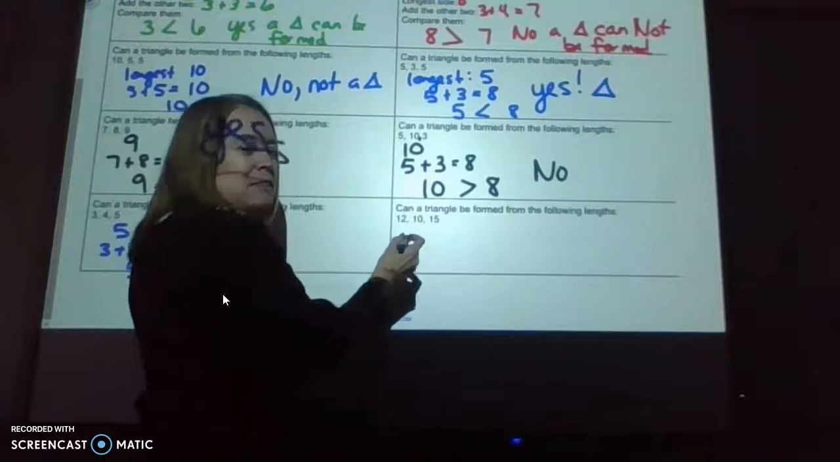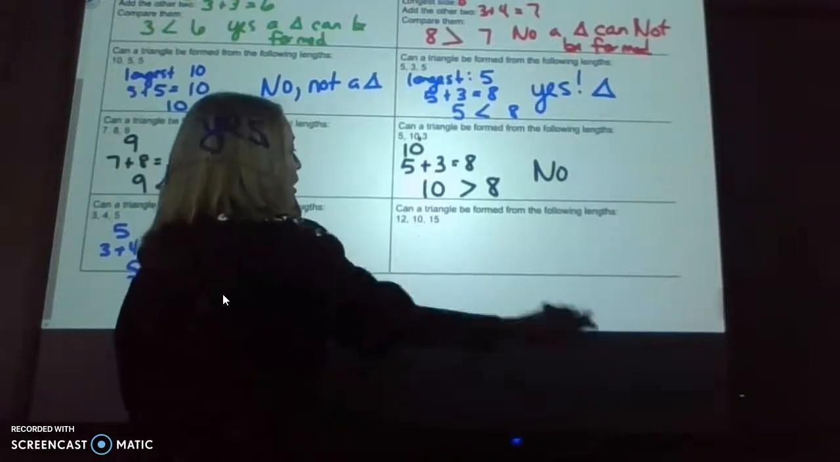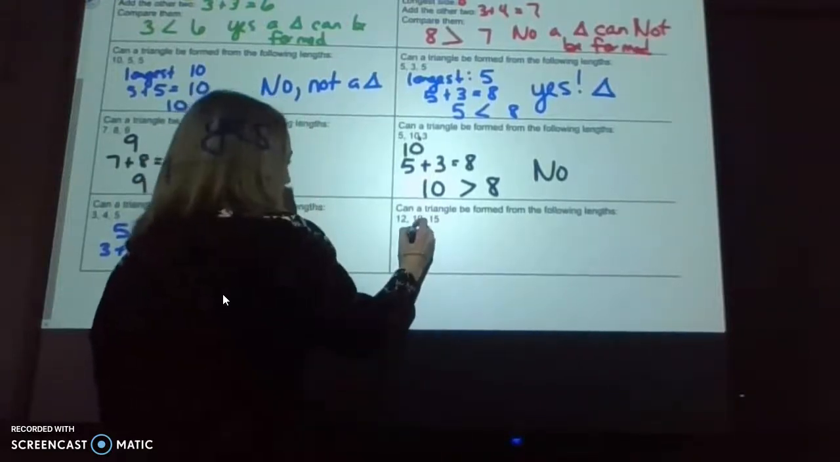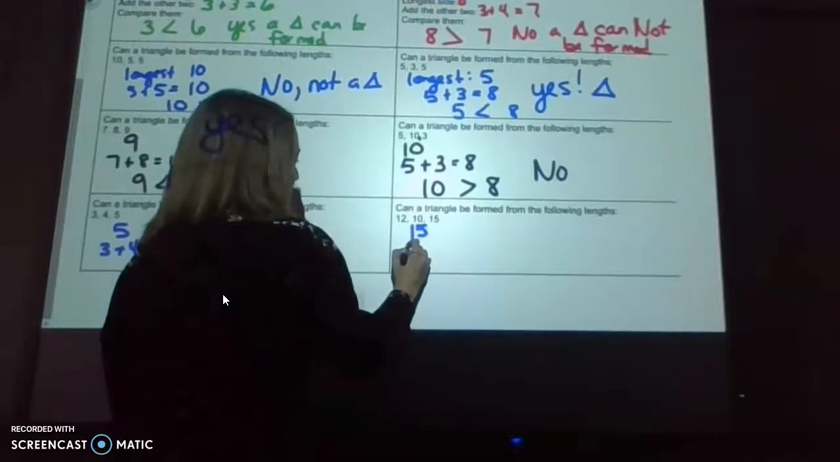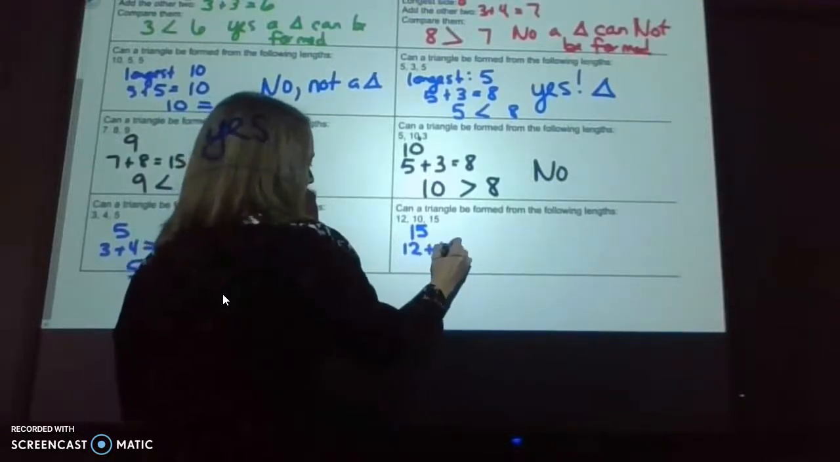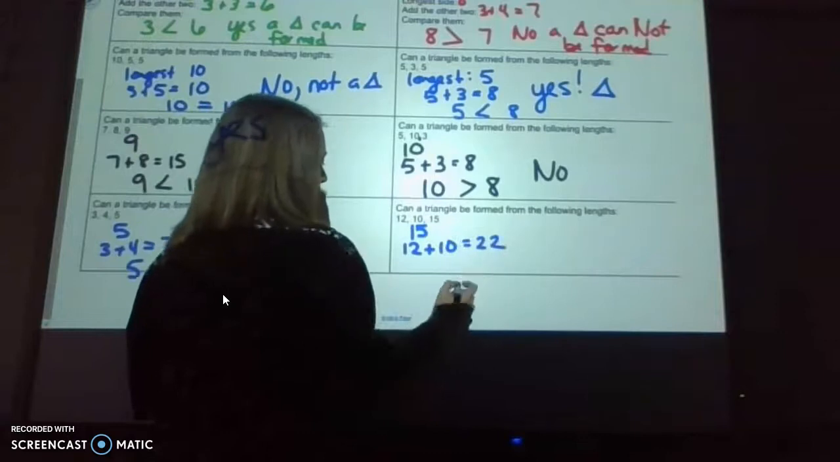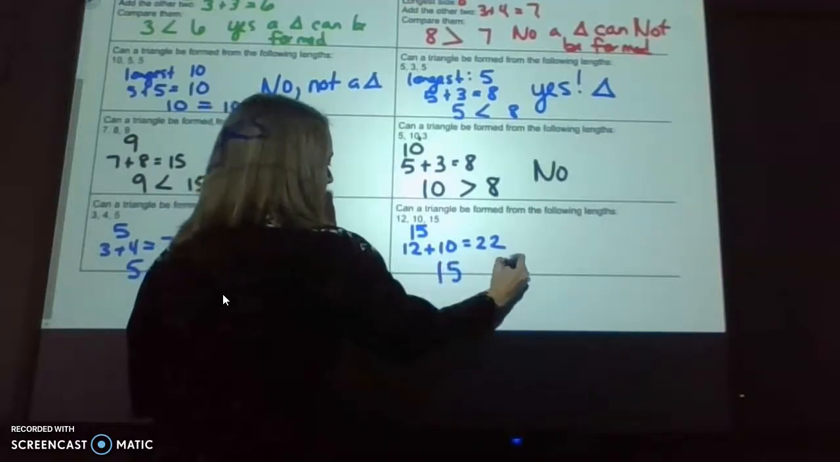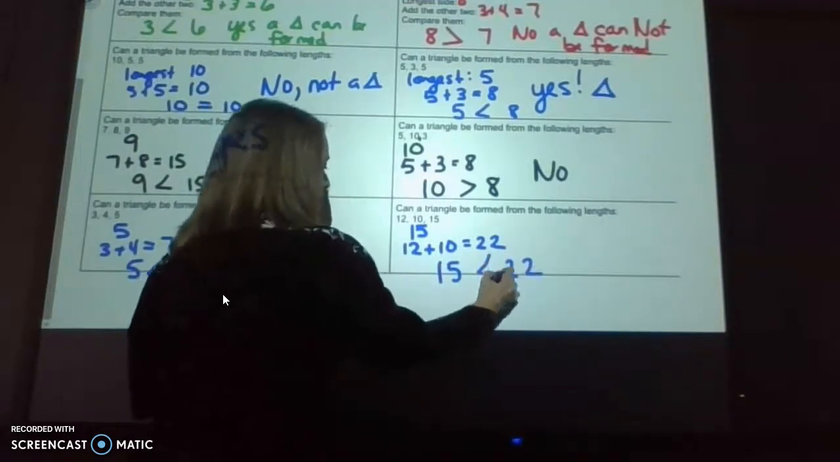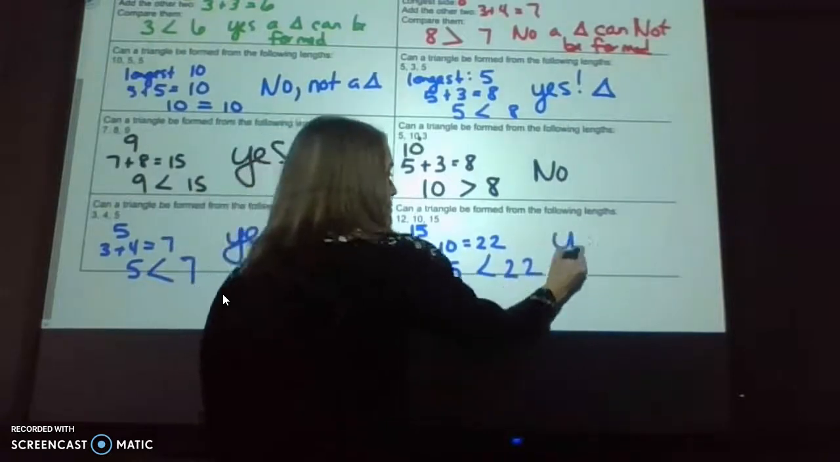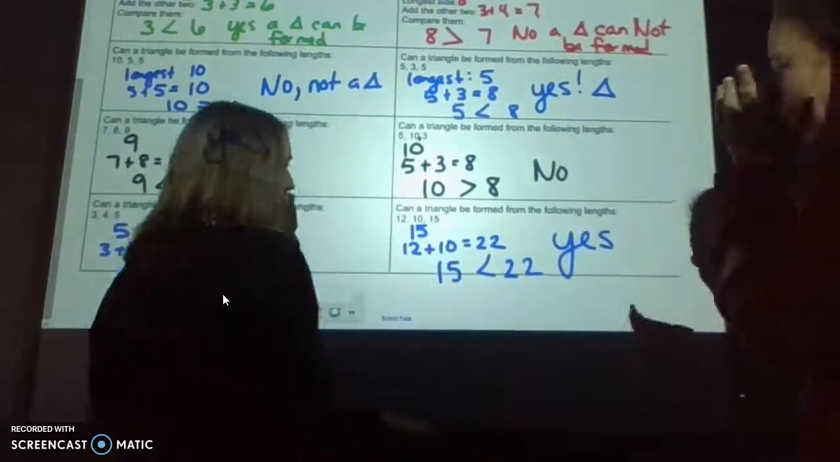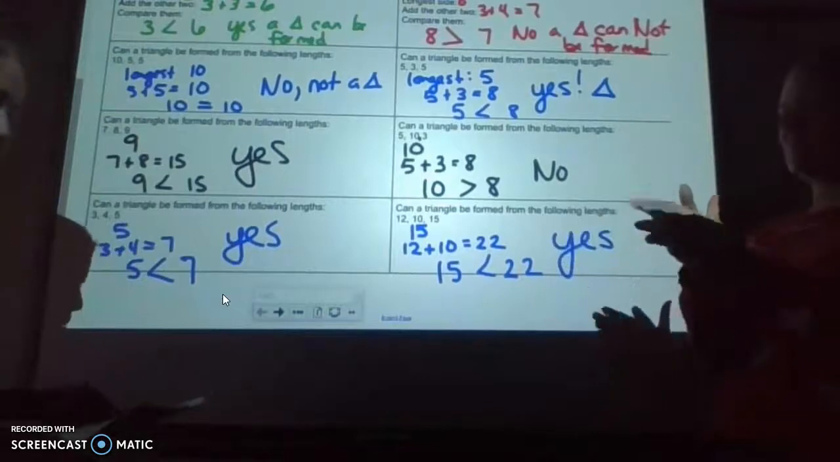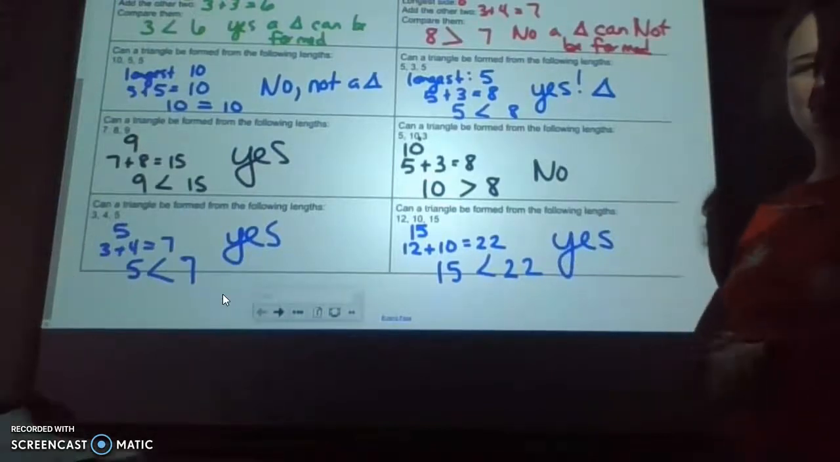Special triangles. Okay, 12, 15, 15. 12 plus 10 is 22. Compare. 15 comes first, then I put 22 after it. 15 is less than 22. Yes, it is a triangle. Guys, did I do the same thing every single time? We did the same thing every time. Yes, we did.